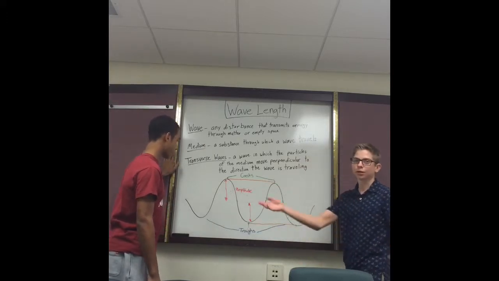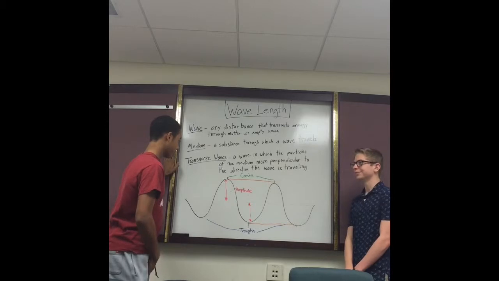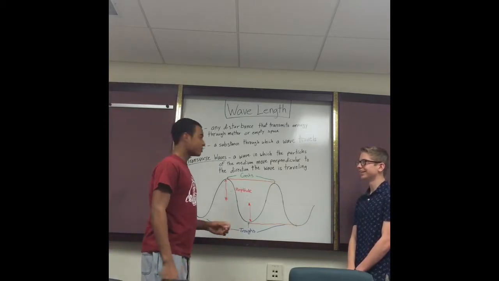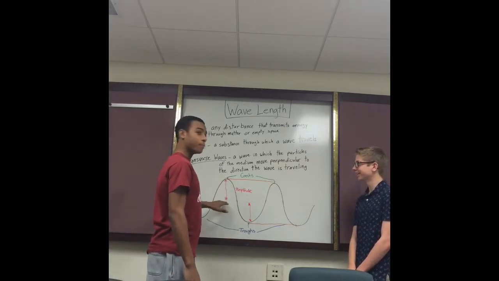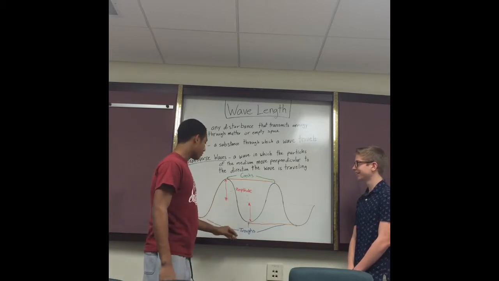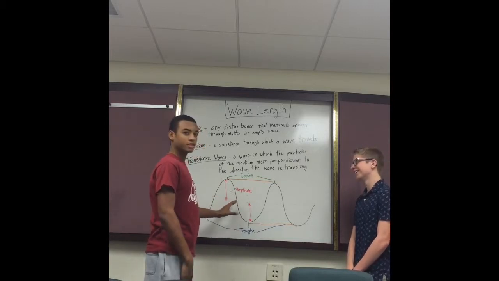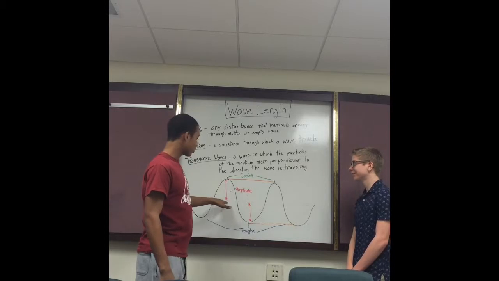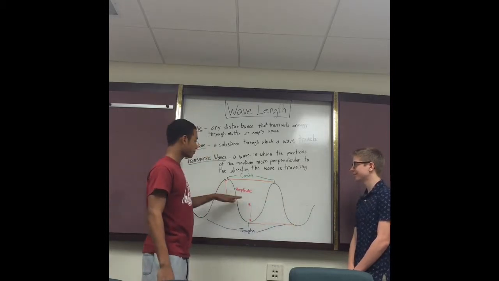Now Jaden's going to tell you about amplitude. Amplitude is the distance between the crest and the middle of the wave. Same with the trough: trough to the middle of the wave is the distance of the amplitude, in which we draw a red dotted line in between to show you.